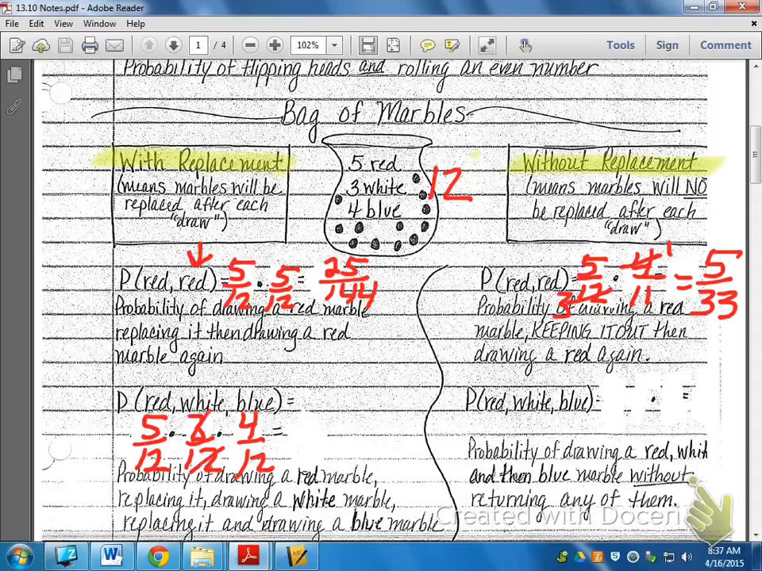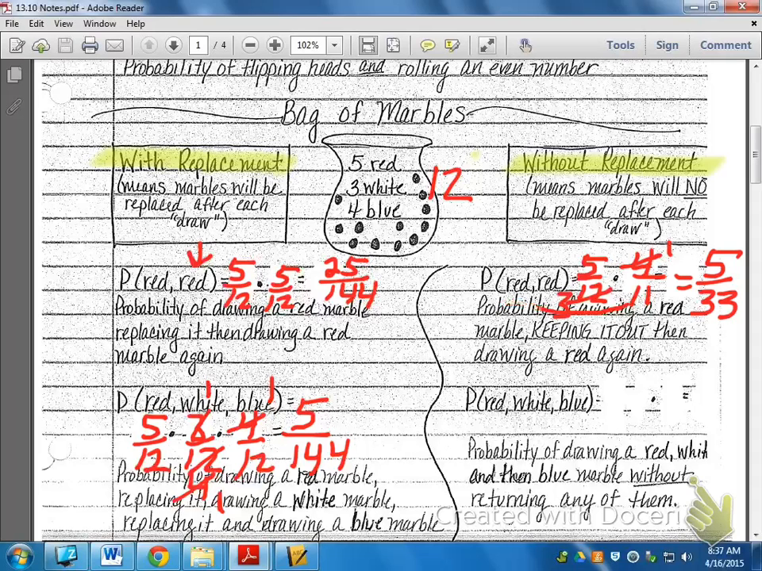Okay, we're going to reduce some of these before we multiply, so it's a little bit easier. So 3 over 12 becomes 1 over 4, right? And then I'm just going to cancel these two 4s and make them 1s. So when I multiply straight across, what is 5 times 1 times 1? 5. 12 times 1 times 12. So 5 out of 144.